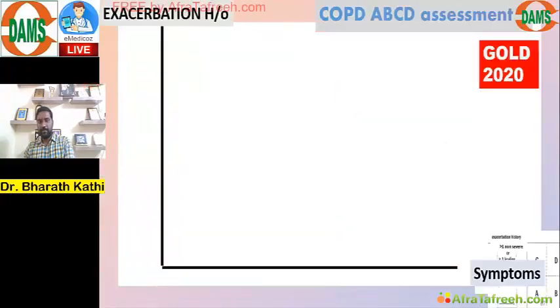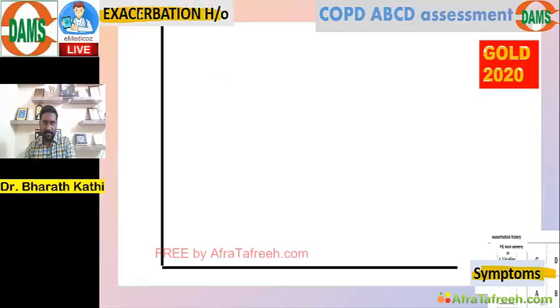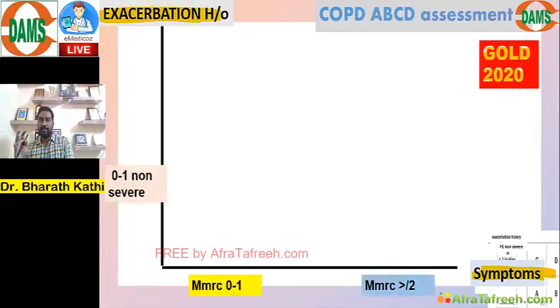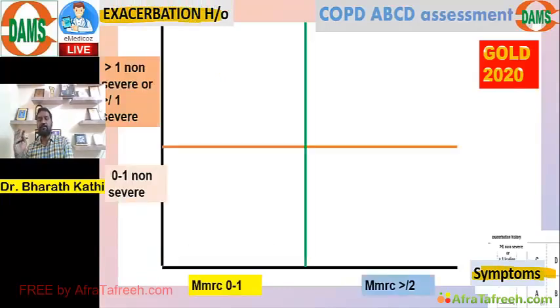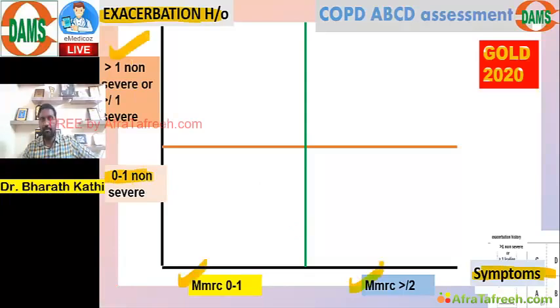Then coming to COPD. So COPD GOLD 2020, depending upon patient symptoms and exacerbation history, we are classifying the patients into 4 categories: Group A, Group B, Group C, Group D. So Group A, less symptoms, more symptoms. Less exacerbations, more exacerbations, depending upon the exacerbations that has happened last year and depending upon patient symptoms. So symptoms can be graded based on MMRC scale.